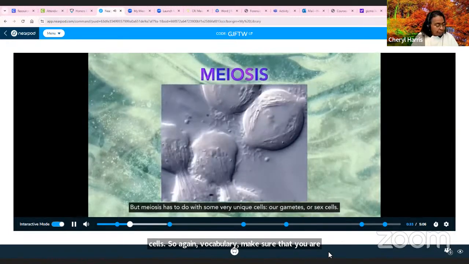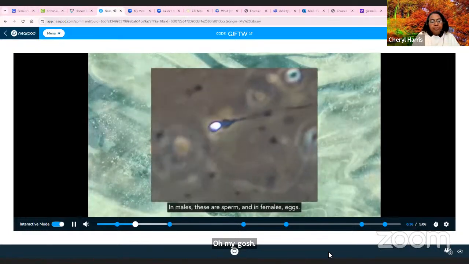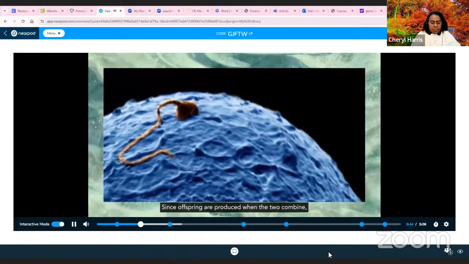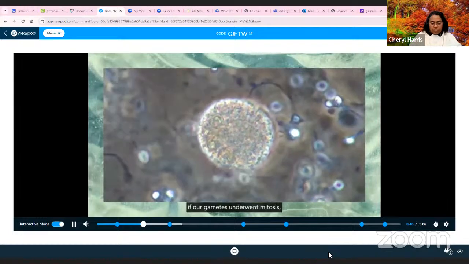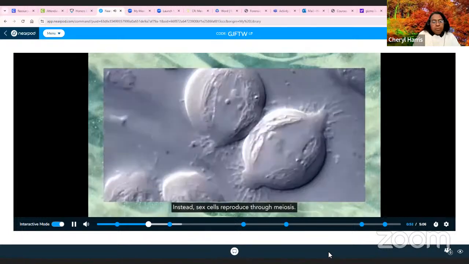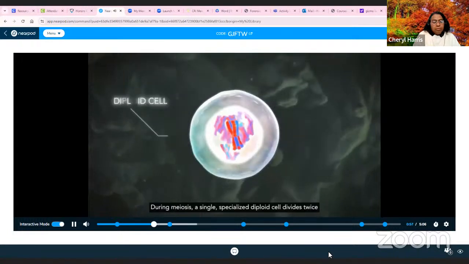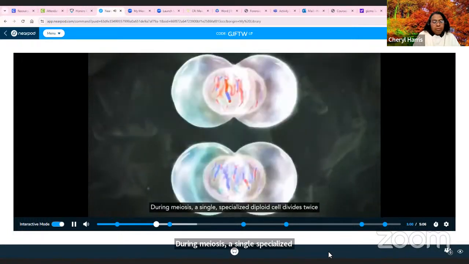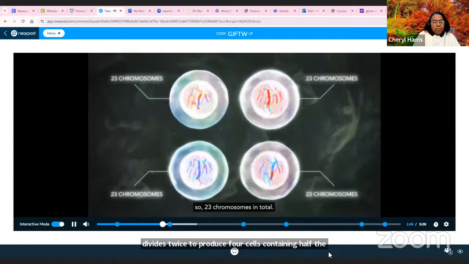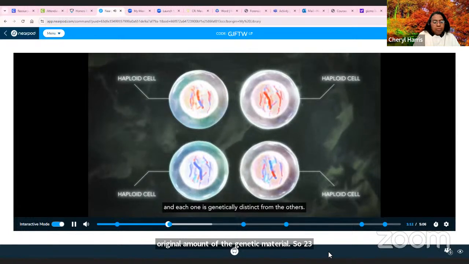But meiosis has to do with some very unique cells, or gametes, or sex cells. In males, these are sperm, and in females, eggs. Since offspring are produced when the two combine, if our gametes underwent mitosis, you'd end up with twice as many chromosomes as you actually need. Instead, sex cells reproduce through meiosis. During meiosis, a single specialized diploid cell divides twice to produce 4 cells containing half the original amount of the genetic material, so 23 chromosomes in total. The resulting cells are called haploids, and each one is genetically distinct from the others.